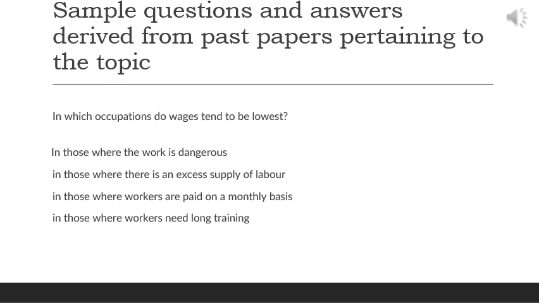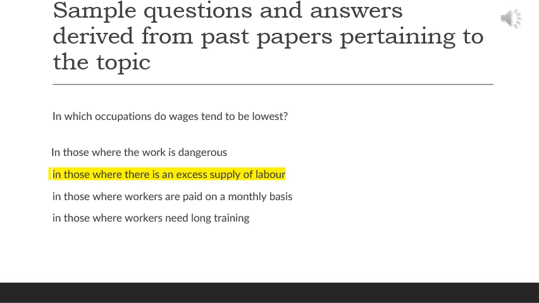Moving on. In which occupations do wages tend to be the lowest? Well, let's look at the options. We know that work that is dangerous often has quite high pay. And we know where employees need long training will often have high skills, so they'll be highly recruited for bigger pay. So it just leaves the excess supply of labor and workers paid on a monthly basis. Since workers paid on a monthly basis normally have higher payment, that leads to excess supply of labor as the answer. Why? Well, when there are many people wanting to do the job, the pay tends to be the lowest.